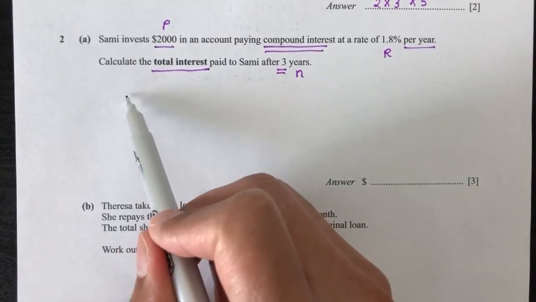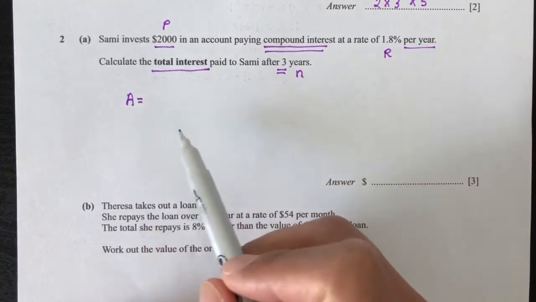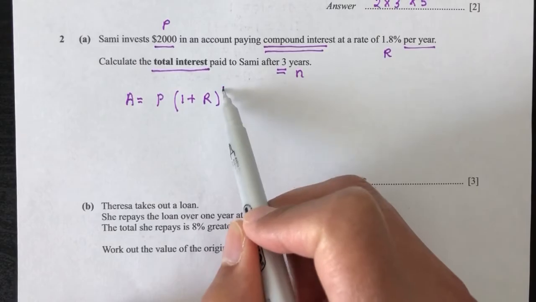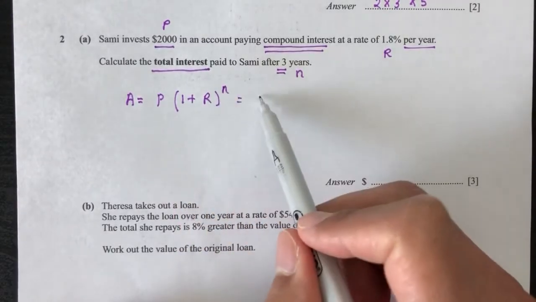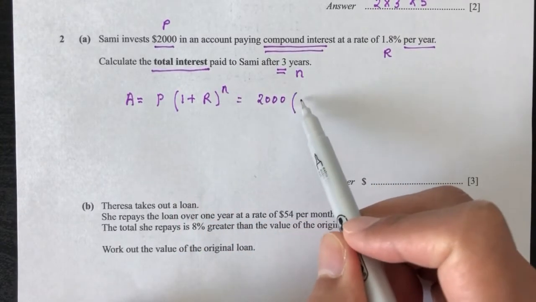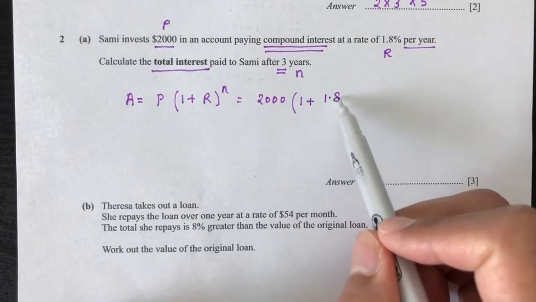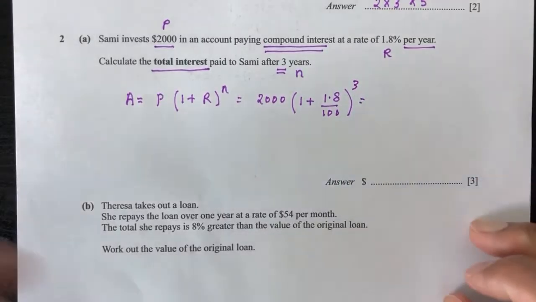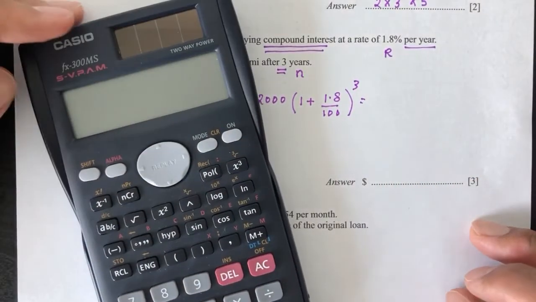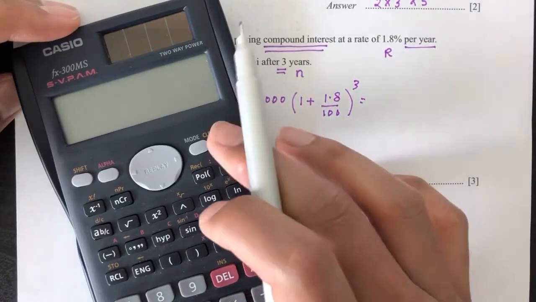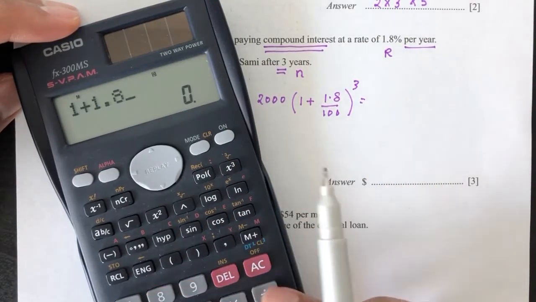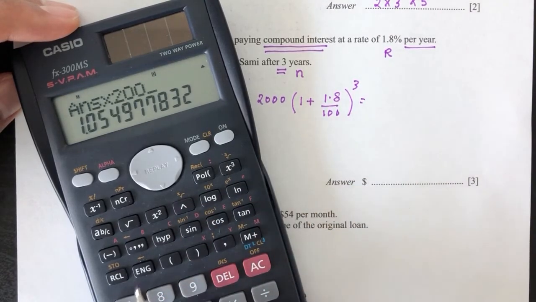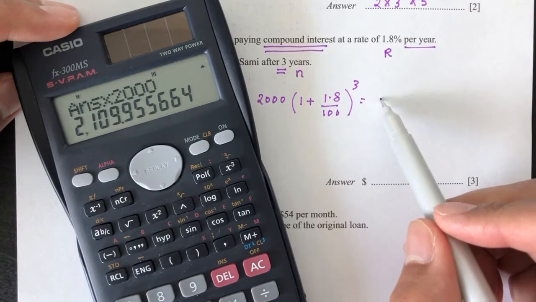So we can first find the amount. So what is the amount he has after 3 years? It will be P times 1 plus rate, power N. So P is 2,000. 1 plus rate will be 1.8%, and the number of years will be 3. So let's use our calculator to find the answer. Let's do the inside first. We have 1 plus 1.8 divided by 100, power 3, times 2,000.